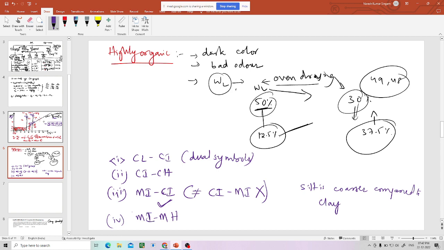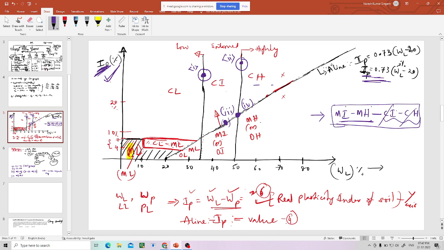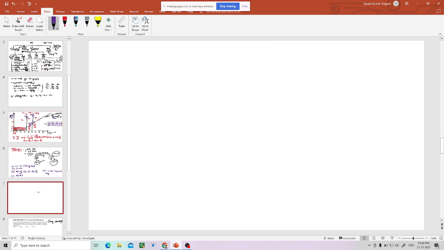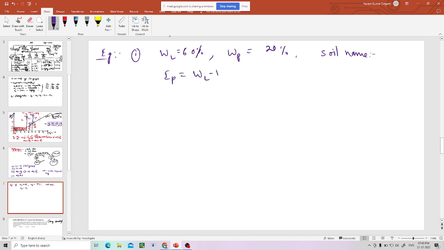So now you understood how to divide if it falls on the border. Any border you can give depending upon the coarser and finer. Now I'll give you simple problems. Let us solve this problem. Example one: WL is 60%, that means liquid limit is given as 60%, plastic limit is given as 20%. Now what is the soil name? Soil classification, soil name. Can somebody tell me? So you can use the A line. You can find out IP, WL minus WP.